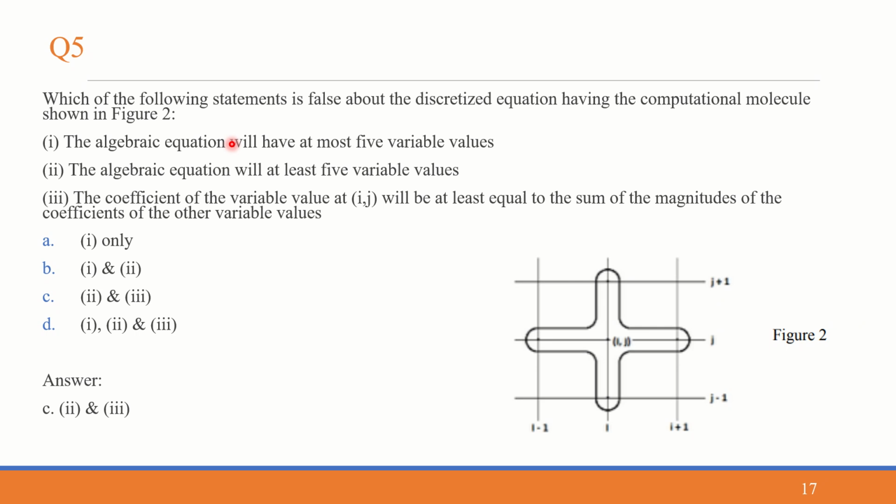So the first one is true, whereas the second one is false and the third one is false as well, because it will have at most 5 variable values and that will not be equal to the sum of the magnitudes of the coefficients of the other variable values. So 2 and 3 are false. So that is it for question 5. Now we will see question 6.